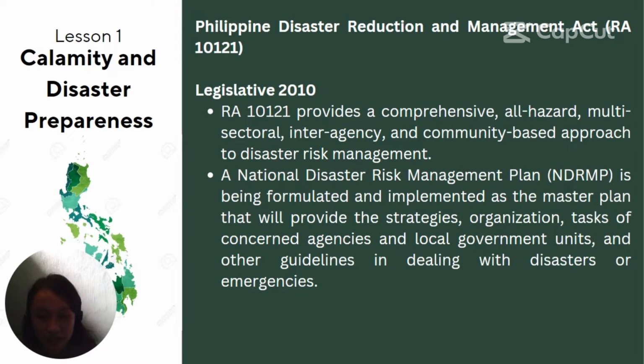And then a National Disaster Risk Management Plan, or NDRMP, is implemented or enforced as a master plan to provide strategies, organizations, and tasks of concerned agencies and local government units, and other guidelines in dealing with disasters or emergencies. So this NDRMP, they are the ones who make the plans or strategies to deal with any types of emergency.